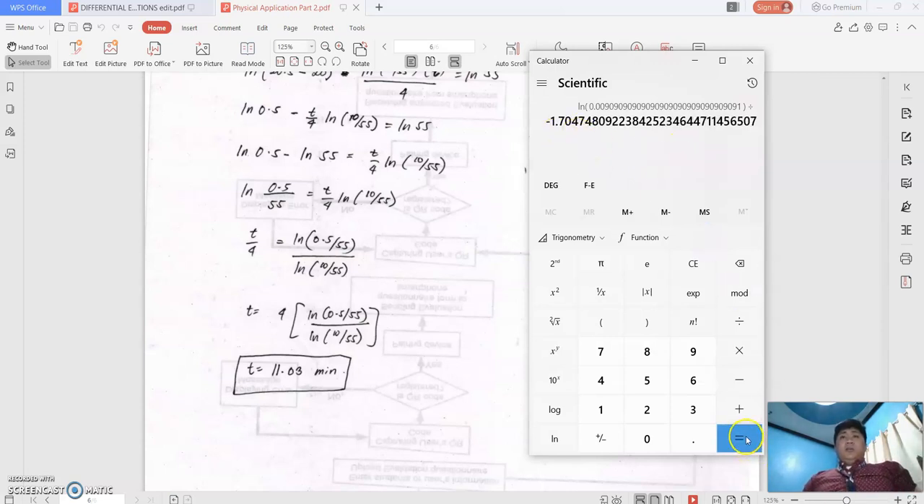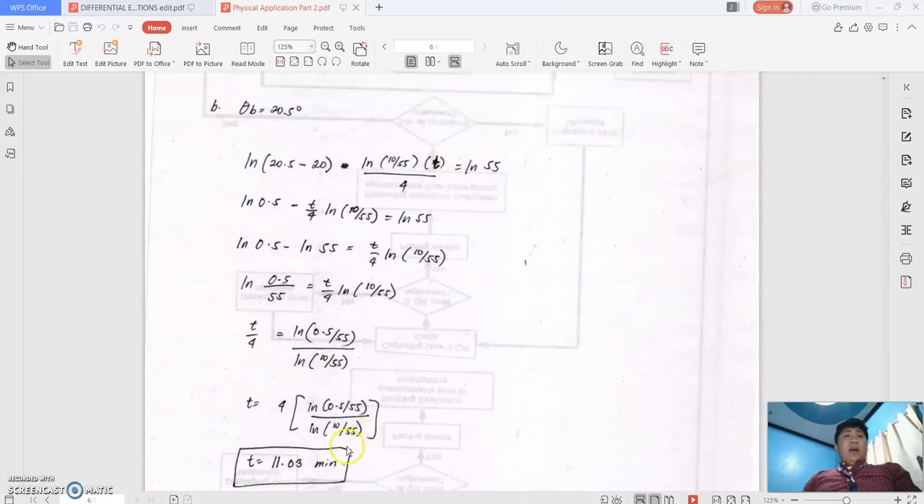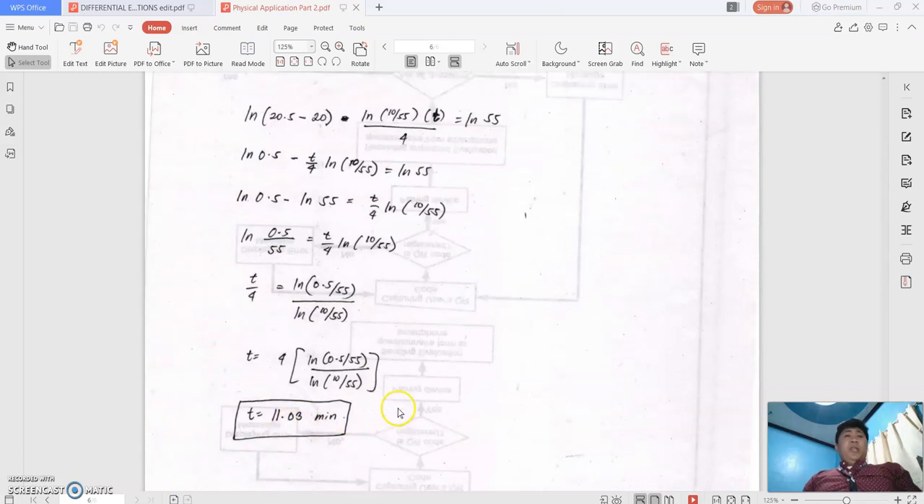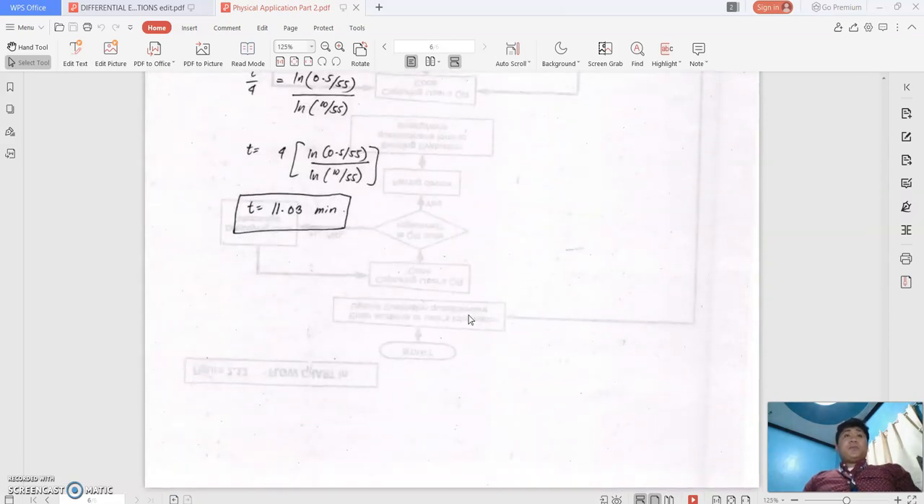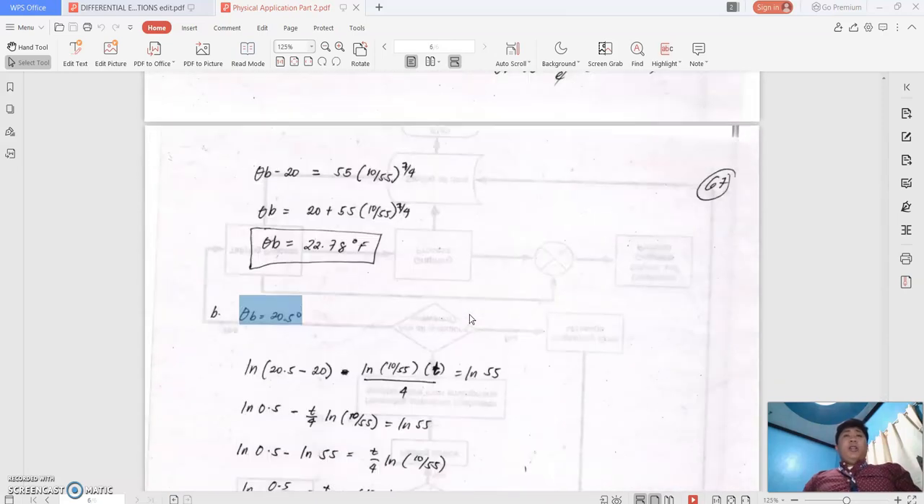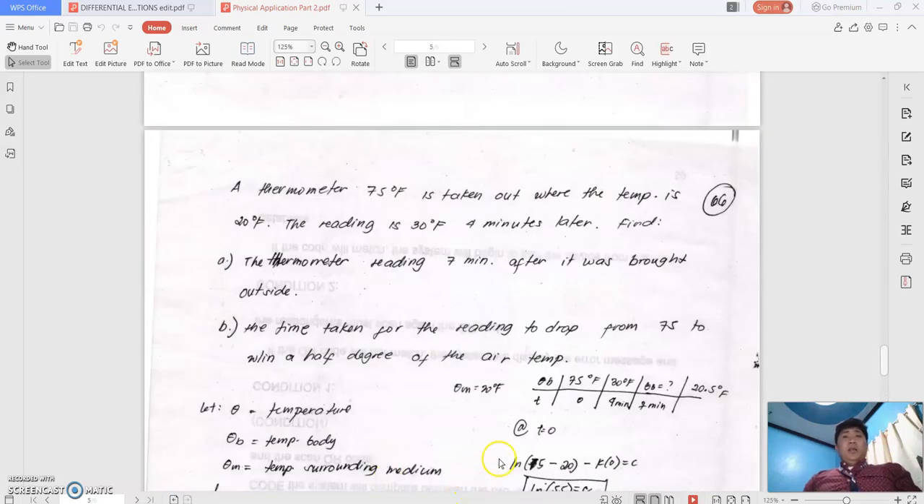Okay. So it equals 2.75 times 4. Take note that I did not round off anything, to be safe. So I only rounded off in the final answer. That is 11.03 minutes. So I need 11.03 minutes to reach 20.5 temperature of the thermometer. Okay? So that's it for all the examples. For this example, okay, hopefully you've learned something.